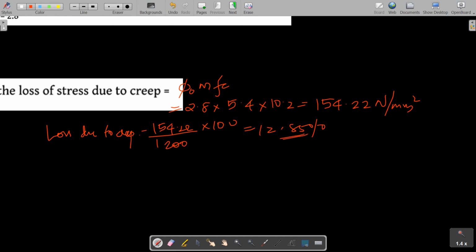So this comes to an end for the loss calculation. In the next class we will start with the second module, that is the analysis for flexural strength and the basis of the design parameters as well as the design philosophies.